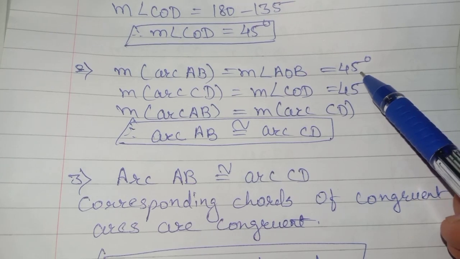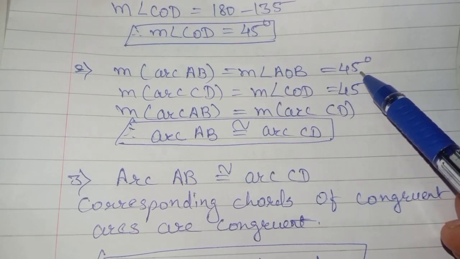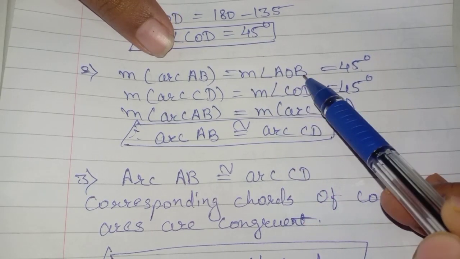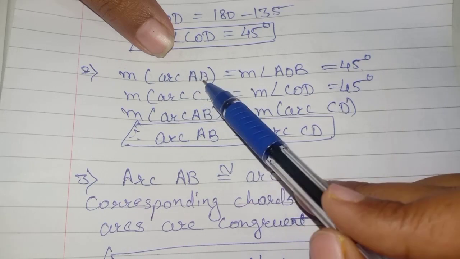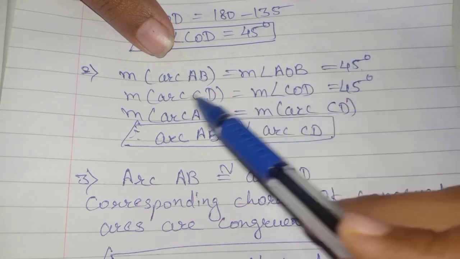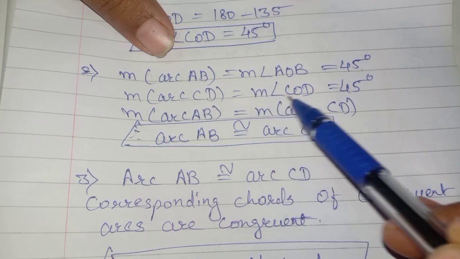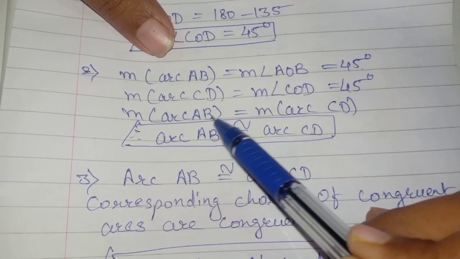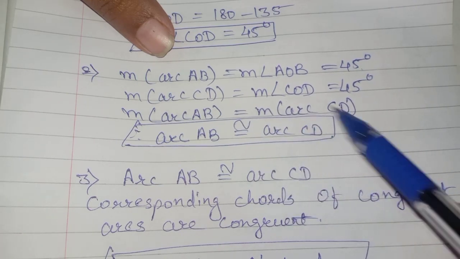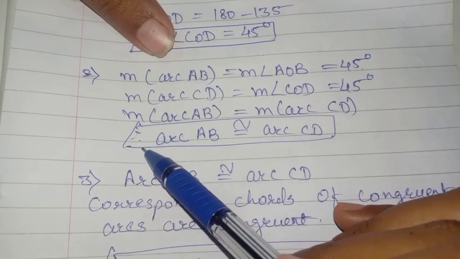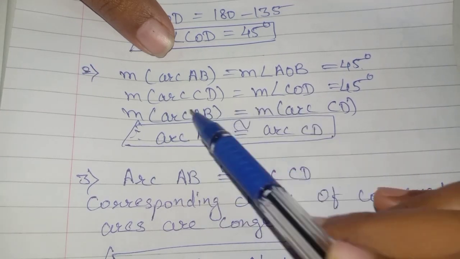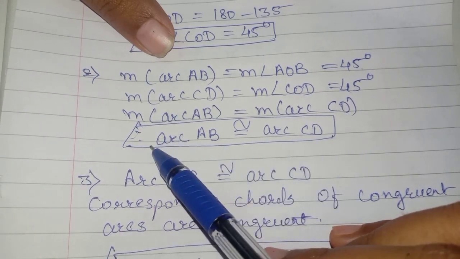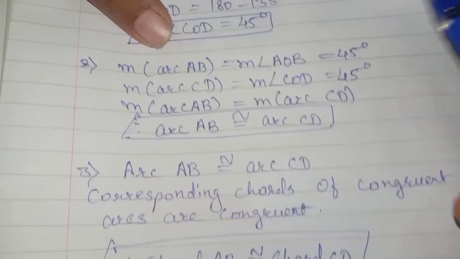Now secondly, we have to show the arcs are congruent. We have got measure of angle AOB, which is 45 degrees, so we can write measure arc AB is also equal to 45 degrees. Then measure arc CD is equal to measure angle COD, which is 45 degrees. Again measure arc AB is equal to measure arc CD. If both the measures are the same, we can write these two arcs are congruent. Therefore arc AB is congruent with arc CD.